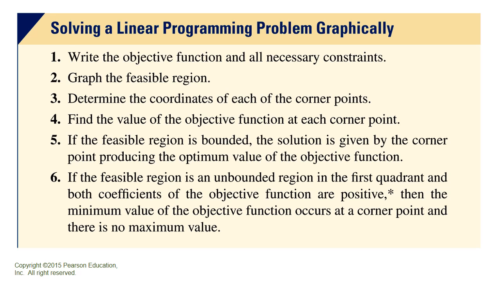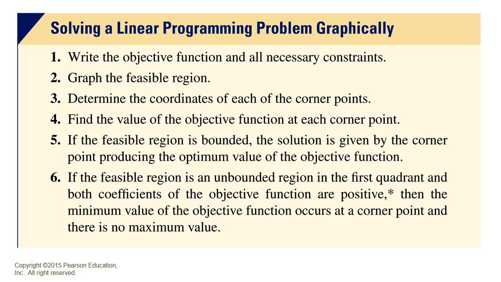So here are our steps for solving linear programming problems graphically. First, write down what you have. Write your objective function and your constraints. Secondly, graph the feasible region. Third, you're going to determine the coordinates of the corners. Fourth, you're going to find the value of the objective function at each corner point. You will put each x and y value into the objective function and find the z value.